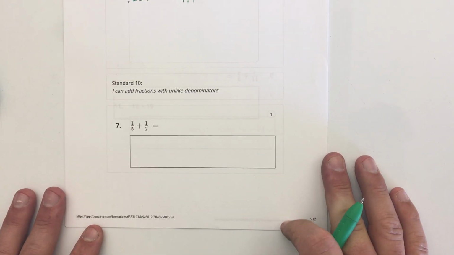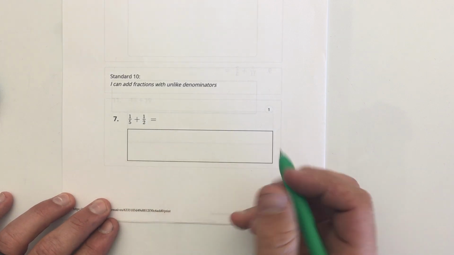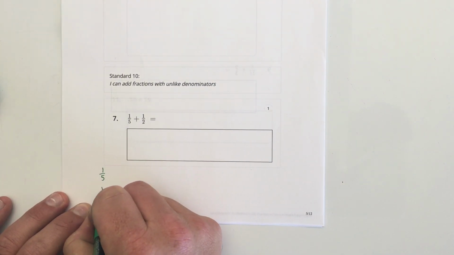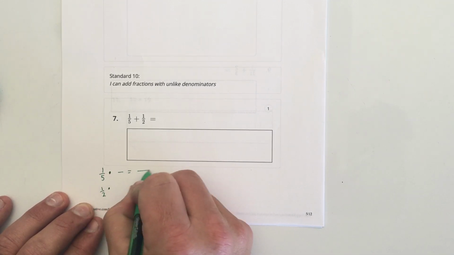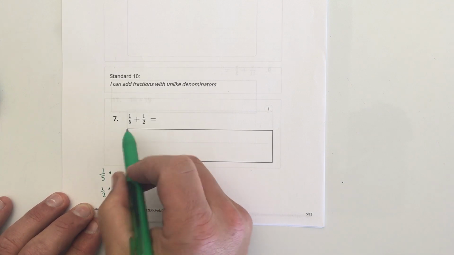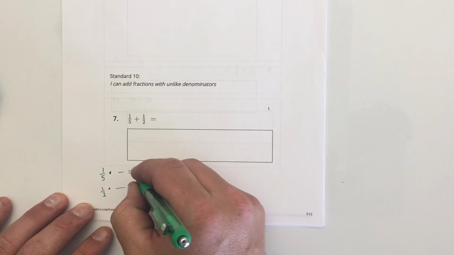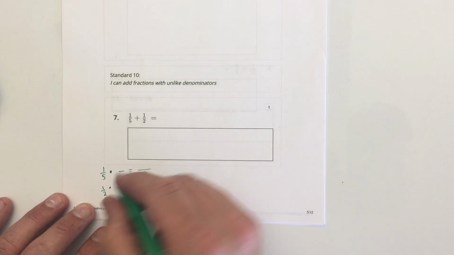Standard 10, review standard. I can add fractions with unlike denominators, 1/5 plus 1/2. I'm going to show the full giant 1 stuff here. Let's see, multiply by some number, and we want to get a common denominator. My 2 denominators are 5 and 2. My common denominator is going to be 10. All right, just those 2 numbers multiplied together. Any common multiple is fine.